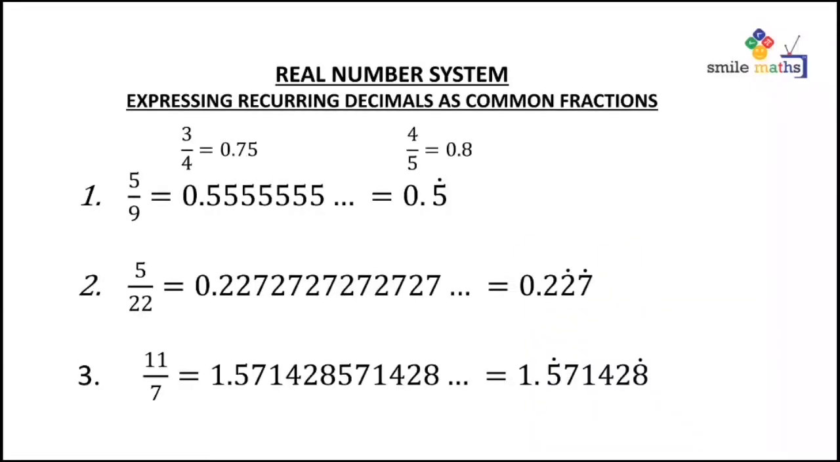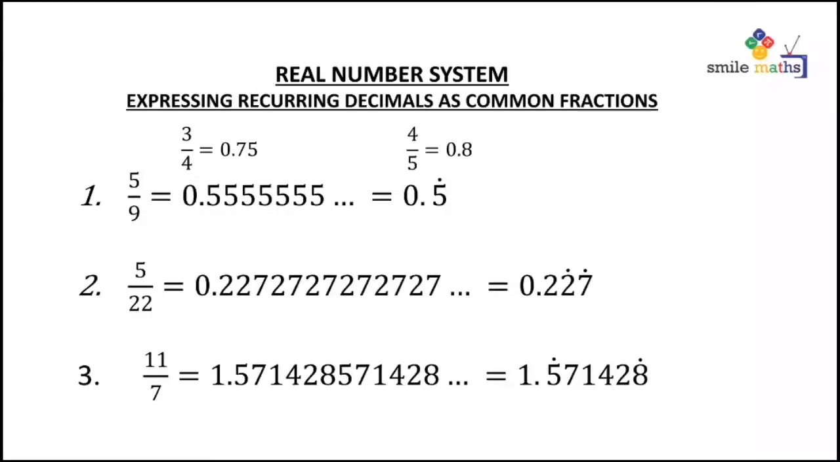And also 11 over 7. That is giving us 1.571428, 571428, and it also continues in that order, so it's going to continue 571428. So that one also you write it as 1.5 with a dot on top, 71428 with a dot on top. You can also decide to put a dot on all the numbers in between 5 and 8. It still means the same thing.